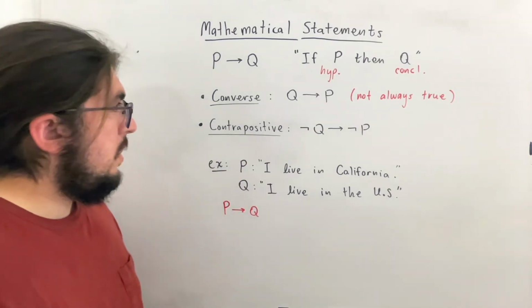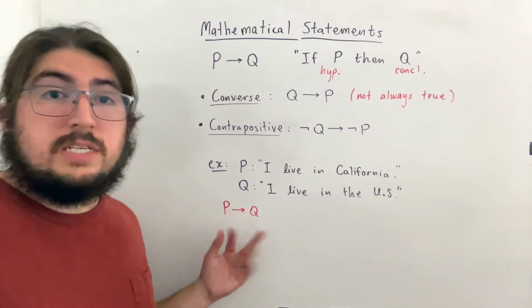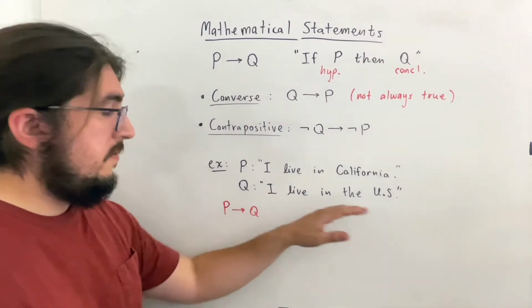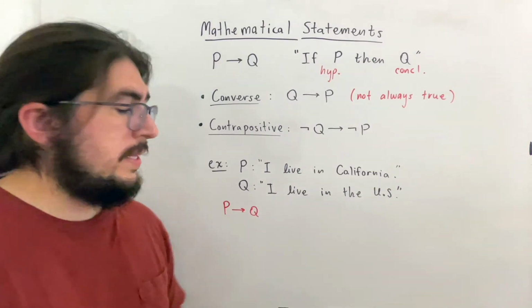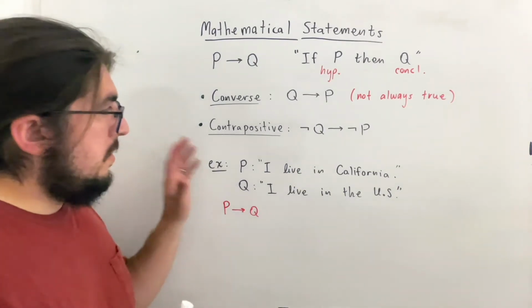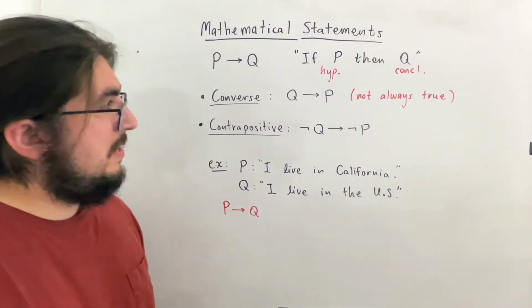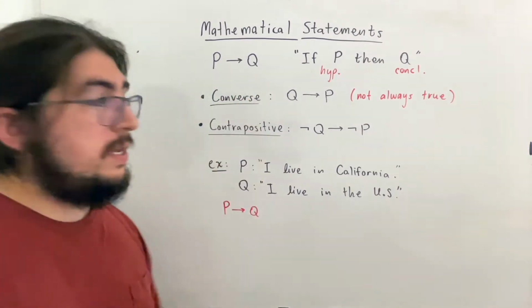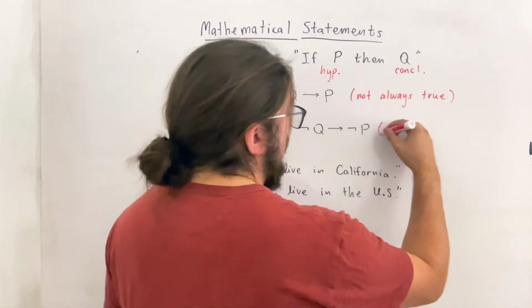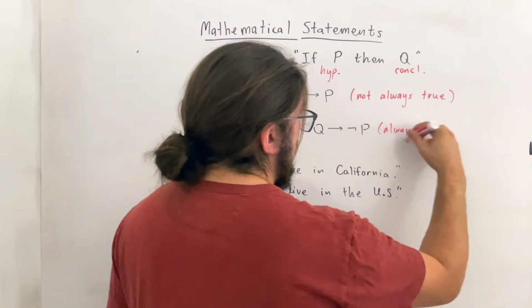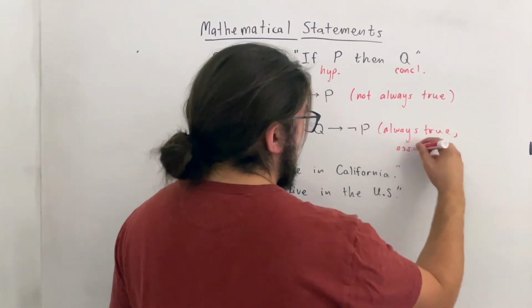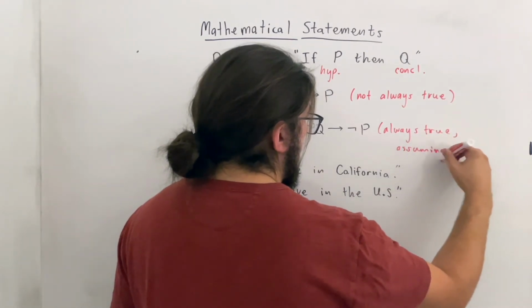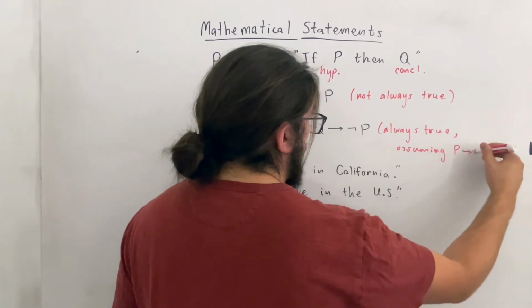Okay, great. But notice that the converse is not necessarily true. Just because I live in the US doesn't necessarily mean I live in California. I can live in Idaho or something like that, right? But the contrapositive, believe it or not, is always true. Always true. Again, this is assuming the implication if P then Q is true.